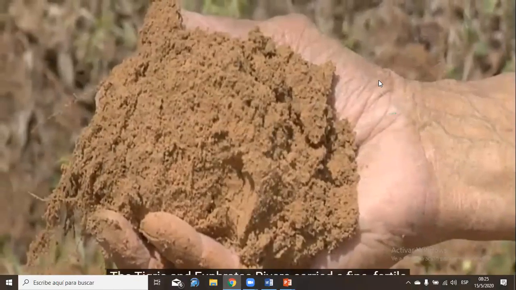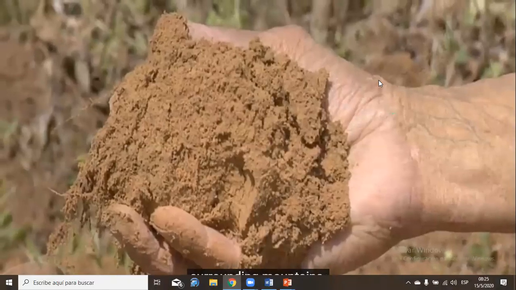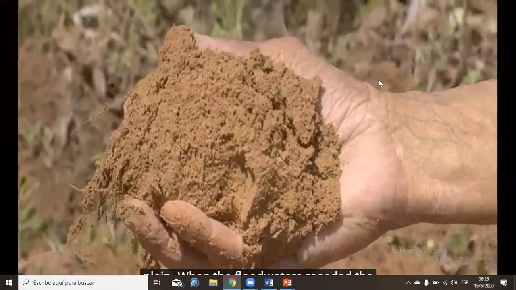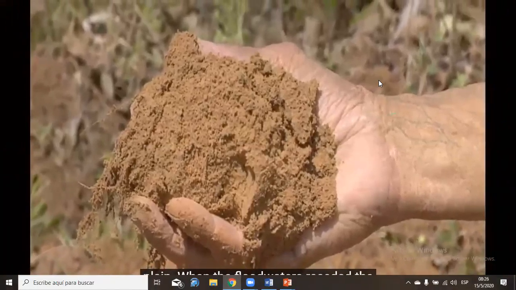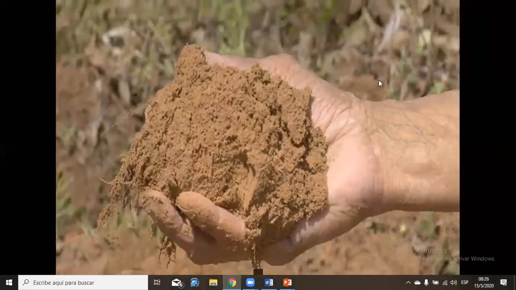The Tigris and Euphrates rivers carried a fine, fertile soil called silt down from the surrounding mountains. Each year, the rivers flooded and then carried the silt across the Mesopotamian plain. When the flood waters receded, the silt settled into the soil and a layer of moist, rich earth was left behind for planting.